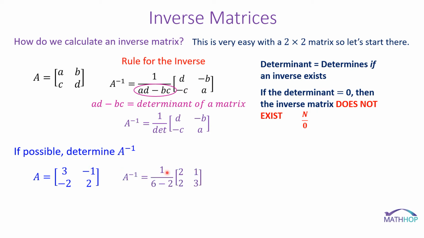We get 1 over 6 minus 2, and remember, A and D switch positions, so you get 2 where the 3 was and a 3 where the 2 was, and this negative 1 and negative 2 switch signs, so we simply have positive 1 and positive 2. Let's clean that up. We know that 6 minus 2 is 4, so this gives us 1/4 times this matrix.